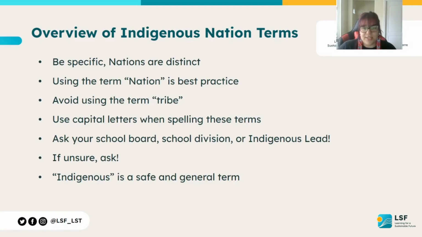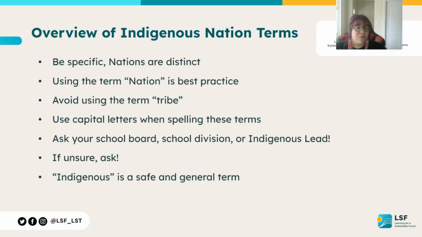And using the word nation is best practice because they have everything a nation has. And I would avoid using the word tribe or spelling these words with lowercase letters. This is because I feel like it diminishes the idea that these nations are nations. And we would never spell Canada with a lowercase c, for example, or call Canadians tribal members. I know this can be a legal term, but I'll explain some of this as well. Like in the United States, they say tribal leaders. So using capital letters when spelling these terms is best practice.